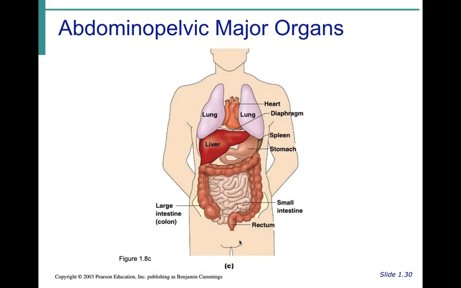The major organs that are in the abdomen you're going to need to know as far as when we start talking about systems. So like the lung, the heart, the diaphragm are all the thoracic cavity. In your abdominal cavity you have the liver, the stomach, the small intestine, the large intestine, the rectum.